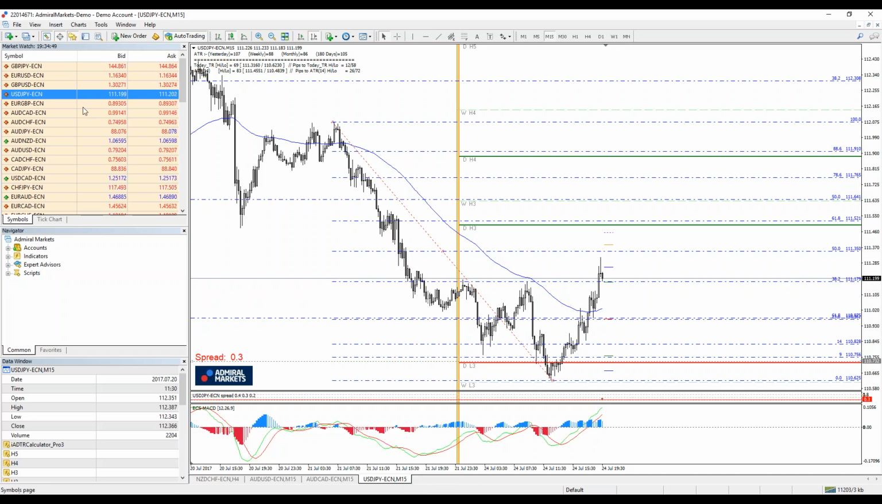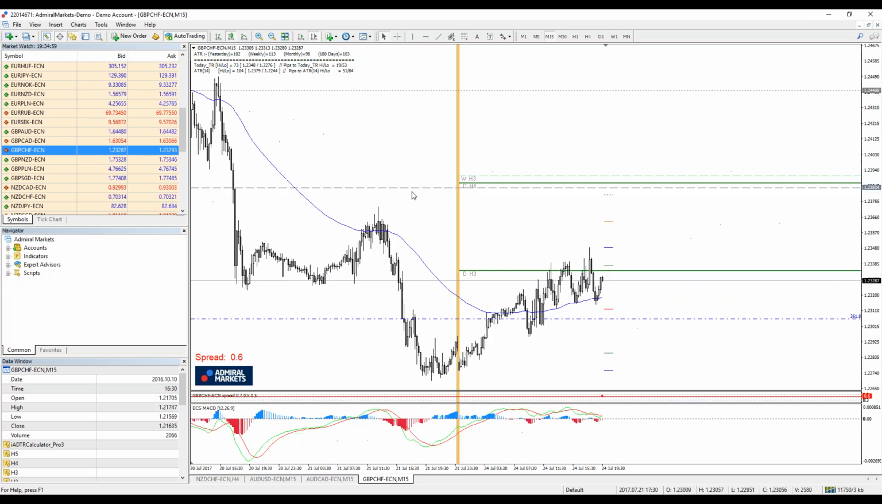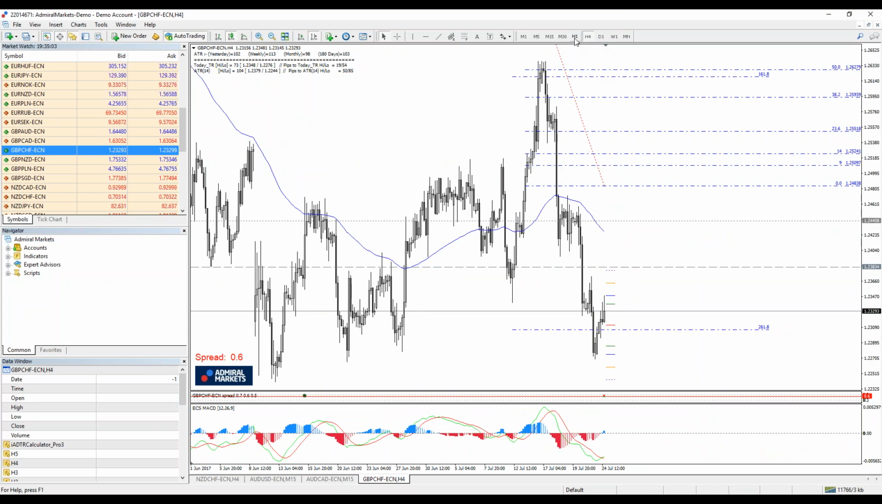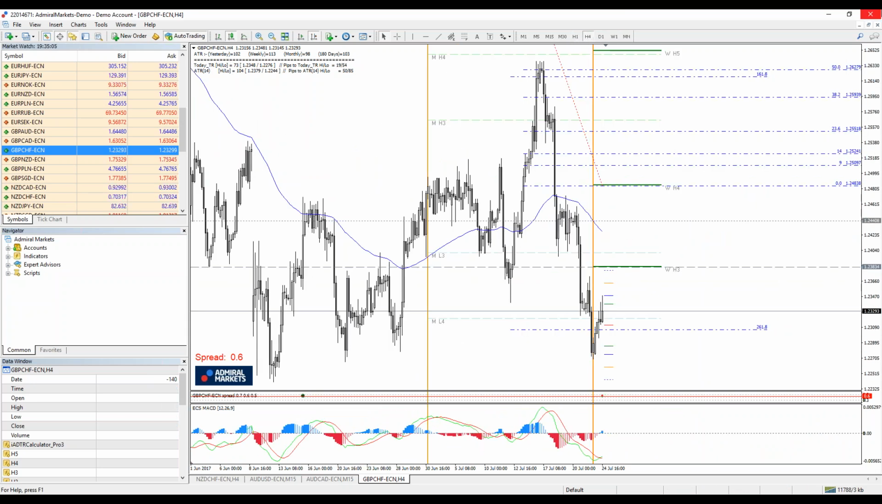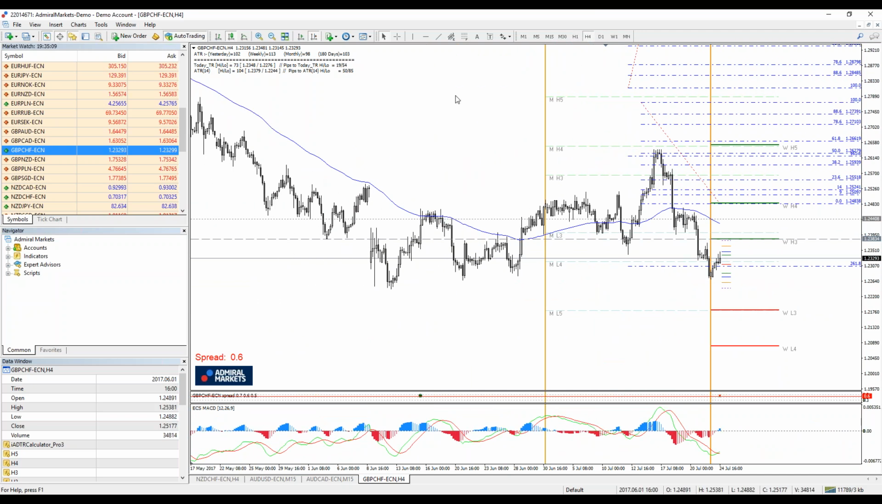GBP dollar, I will show you. I will roll the slides. Now let's see the GBP Swissy. This is GBP Swissy here. For GBP Swissy, nothing much. I don't like it. This is a range bound price. Up, down, up, down, up, down. It's not very good price action.